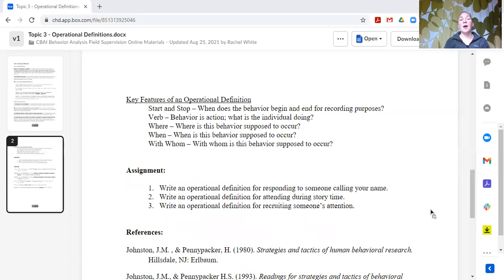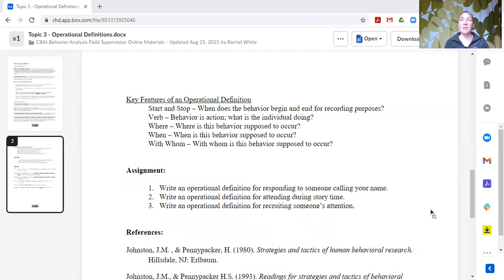For the assignments, you would practice writing some operational definitions. Write an operational definition for responding to someone calling your name. Write an operational definition for attending during story time. And then write an operational definition for recruiting someone else's attention. Now, these can be written with specific individuals in mind.